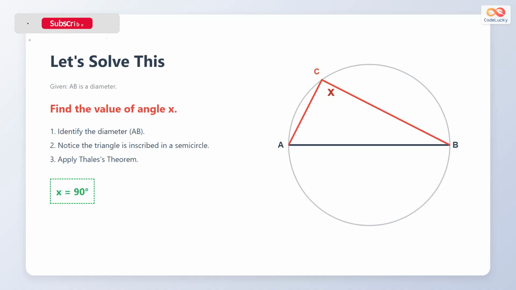Let us apply this to a simple problem. Suppose you are given a circle with a diameter AB and a point C on the circle connecting to A and B. If you are asked to find the value of angle X at point C, you do not need a protractor. Because AB is a diameter, the angle X is automatically 90 degrees.